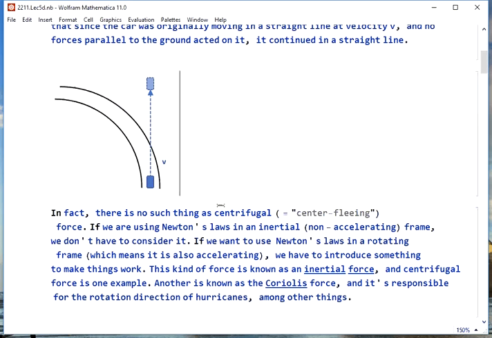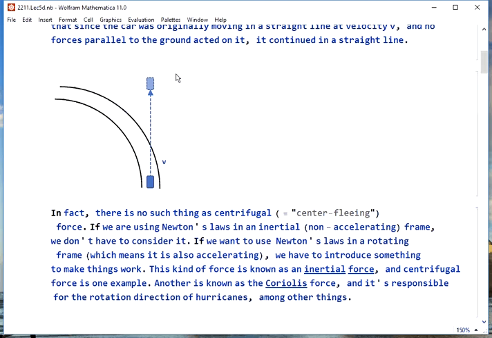Really, there's no such thing as centrifugal force. In centrifugal, the F there, you can think of this as fleeing. It's leaving the center of curvature. So the center of curvature for this road is over here at the lower left. The outward direction is this way, and that's the way this centrifugal force would act if it existed. If we're using Newton's laws in an inertial frame, we never have to worry about that.